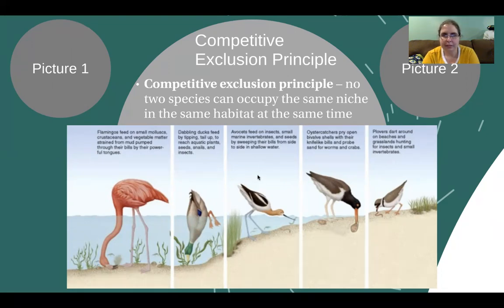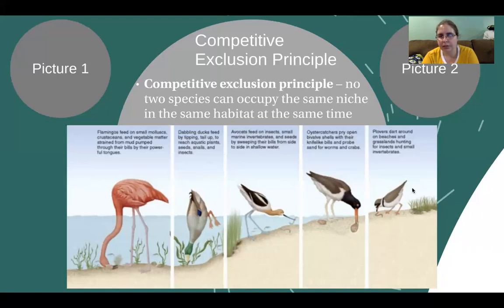The avocets feed on insects, small marine invertebrates, and seeds, but they're doing it in much, much shallower water than the duck. The oyster catchers can eat worms, crabs, and bivalve shells like oysters and clams, but again they do it where the water is super shallow, so a very different place than these others.